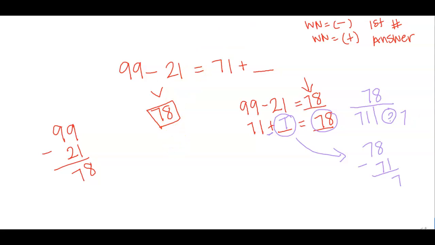All right, let's go ahead and try another one. We're going to do 2 more, okay? So let's do one that's a little bit bigger. Let's do 871 plus 287, and that's going to equal the same as 1187 minus blank.